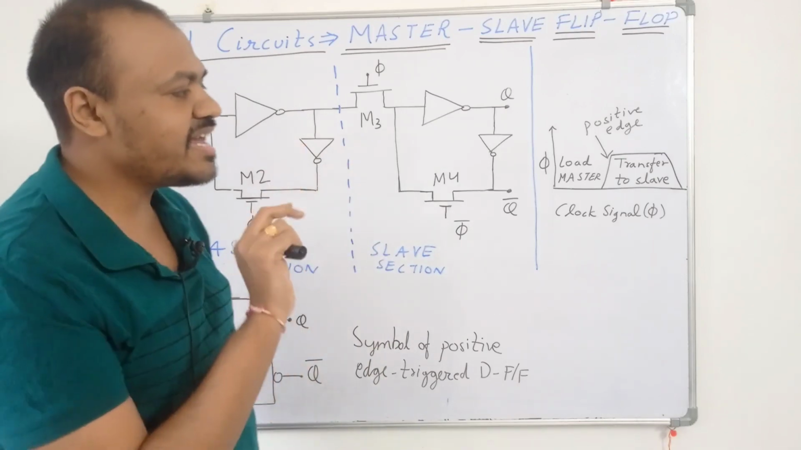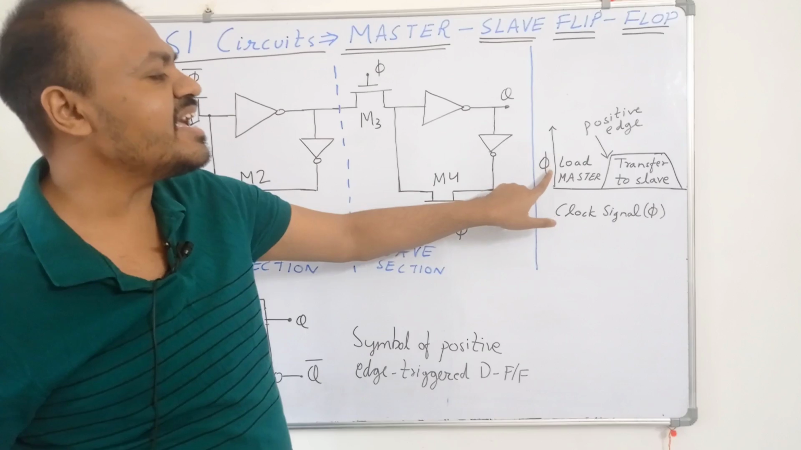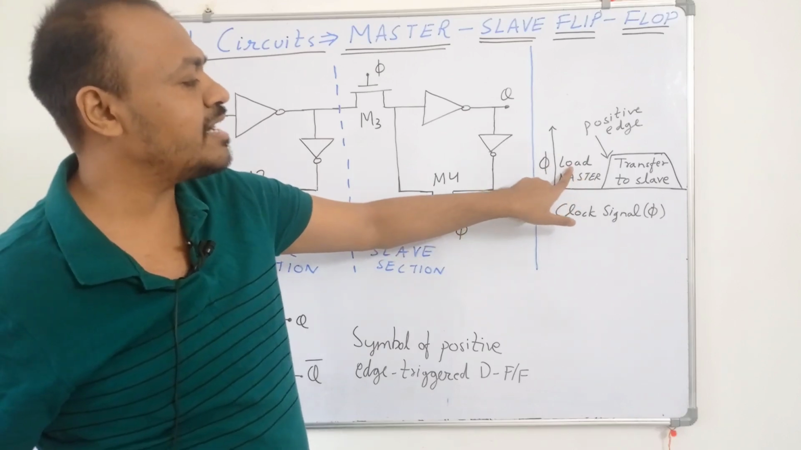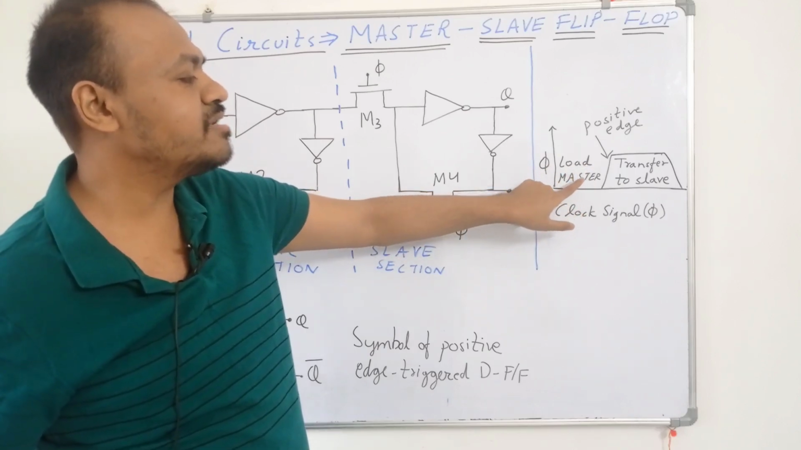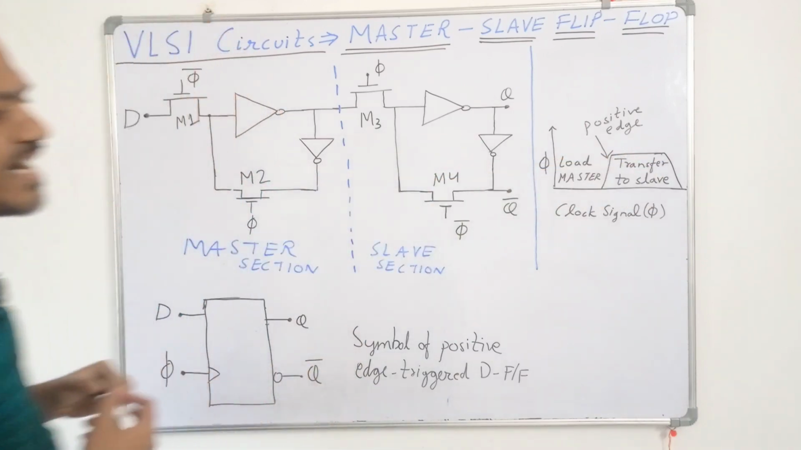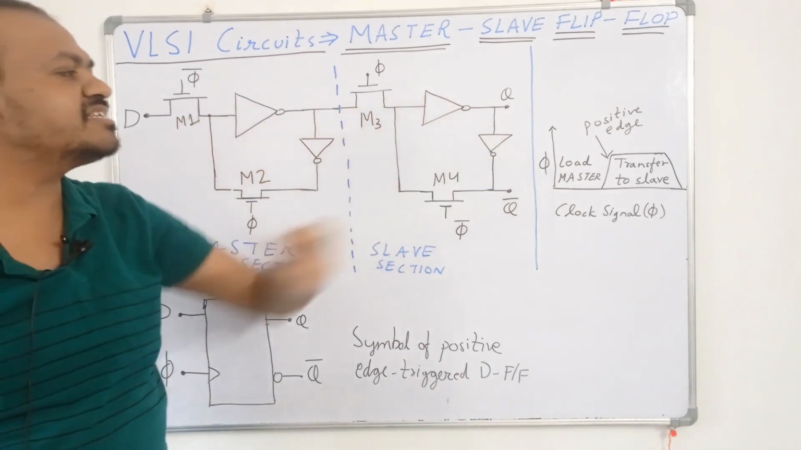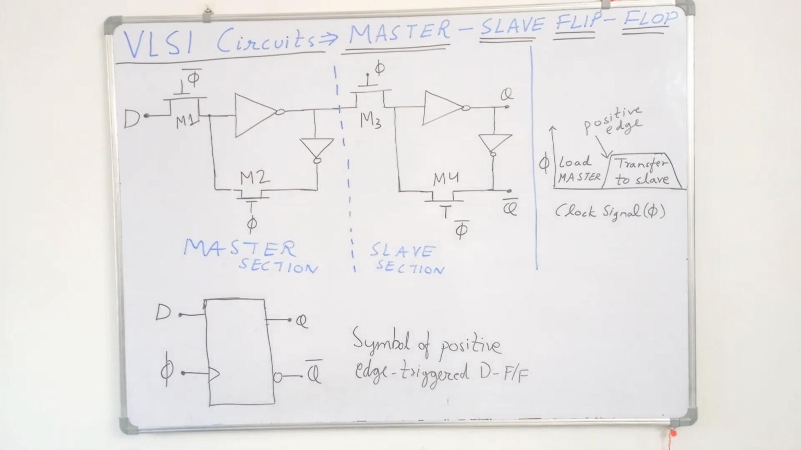So there are two states. When clock signal phi is 0, the loading of the input data bit to the master happens, and when phi goes to 1, that data bit is transferred to the slave. These are inverters, and these are CMOS inverters designed using PMOS and NMOS.